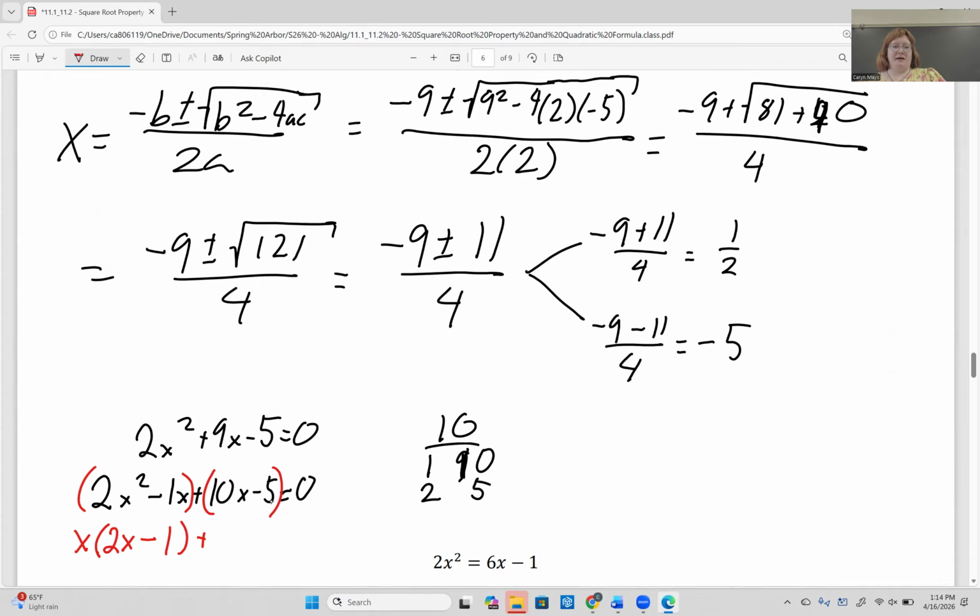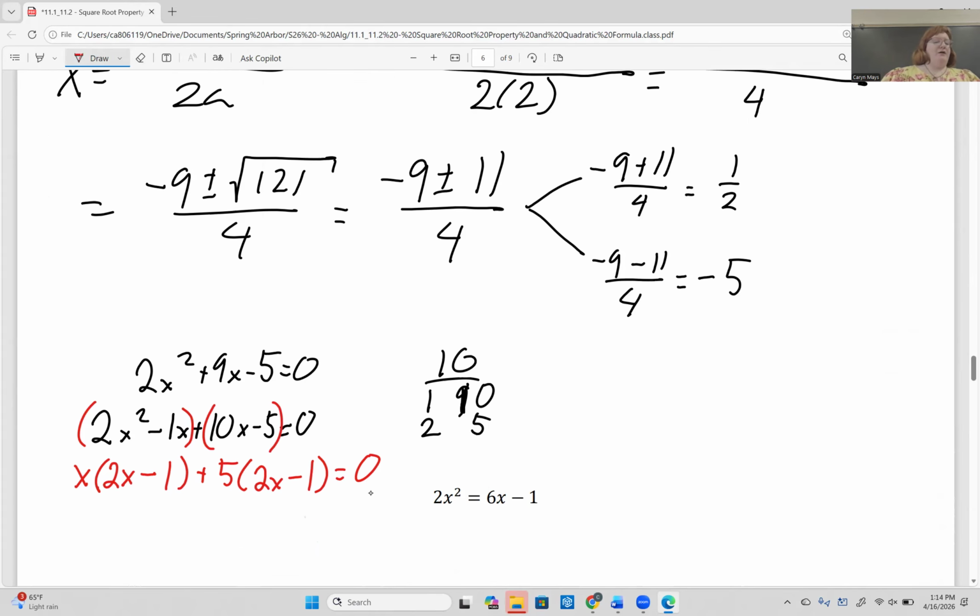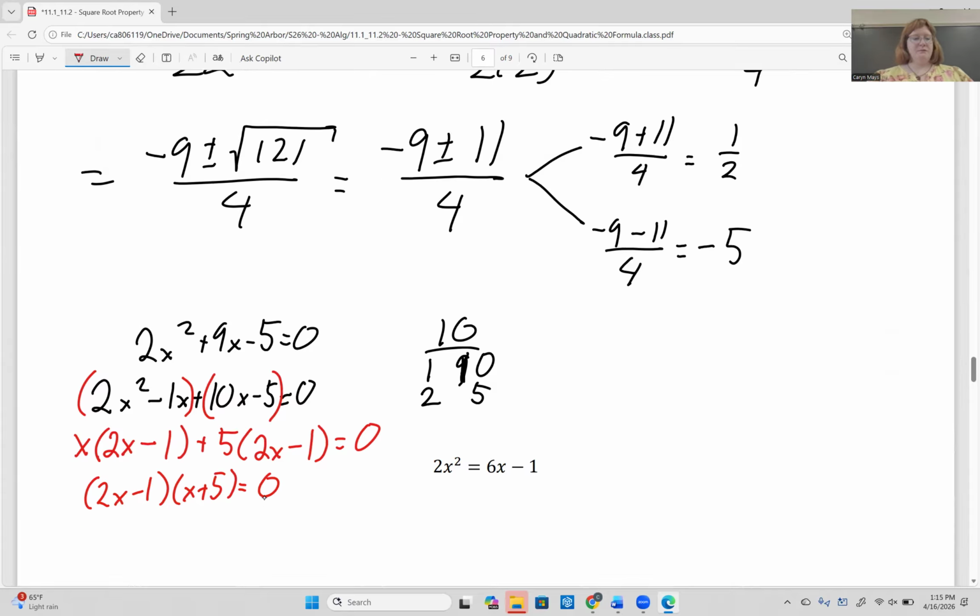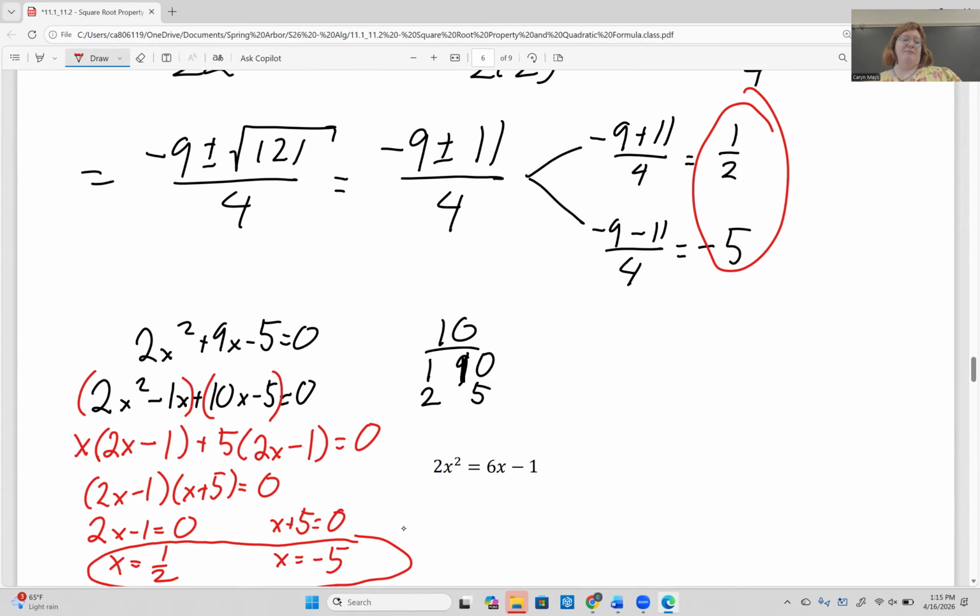What's the greatest common factor between 10x and -5? What's left inside the parentheses? And we know we are on the right track because what's inside the parentheses match. So we have 2x minus 1 and x plus 5 equals 0. How do I finish out solving for x? Take them apart and set them equal to 0. 2x minus 1 equals 0, or x plus 5 equals 0. X equals 1/2, and x equals -5. Hey, same thing, two different methods.